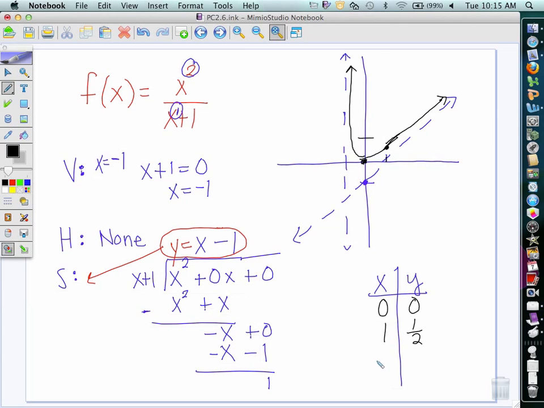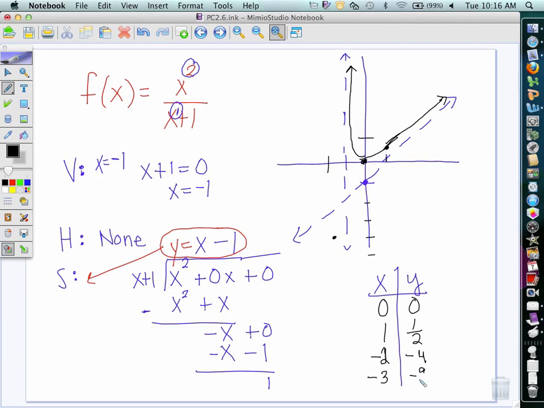All right, let's look at what happens with the left side of my vertical asymptote. Let's try substituting in -1. If I put -1 in, I get 1 over 0, which is undefined, and that's why I have that asymptote. So let's try -2. 4 over -1, which is -4. All right, so at -2, I go down to -4. And let's try to put in -3.